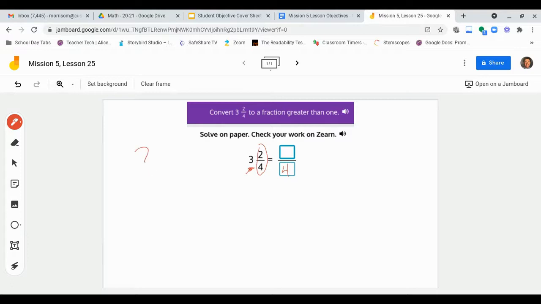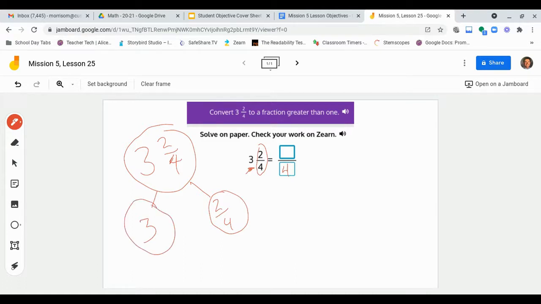Well, I'm going to go back to our handy dandy number bond. Handy dandy number bond right there, 3 2/4. Okay. I'm going to break off the 2/4 to start off with. Okay, that's its own thing. And then how many wholes do I have? Well, I have 3 wholes. So I'm going to rename it like that.